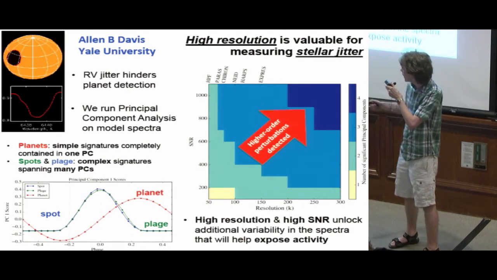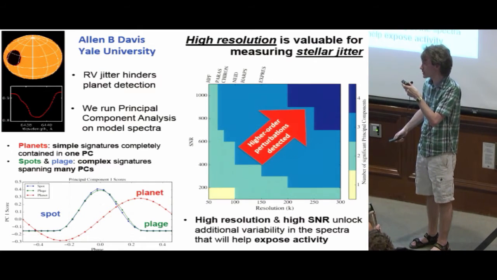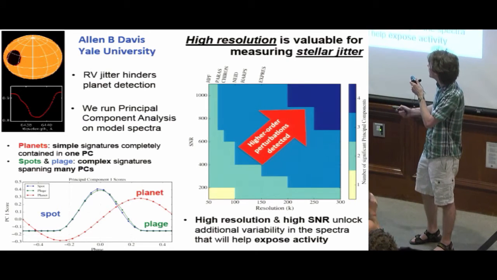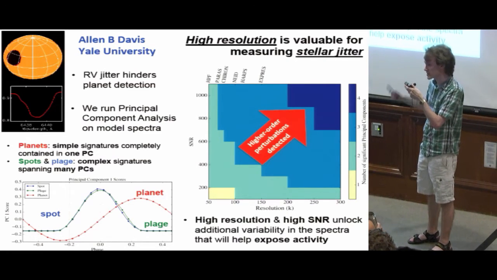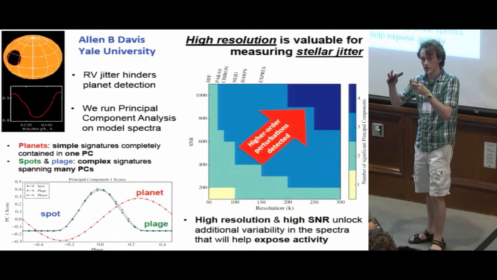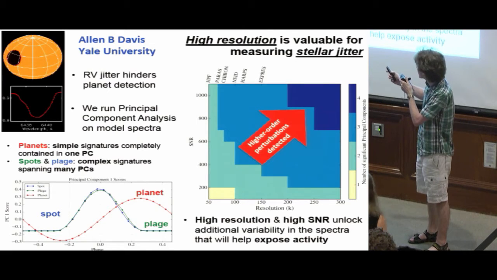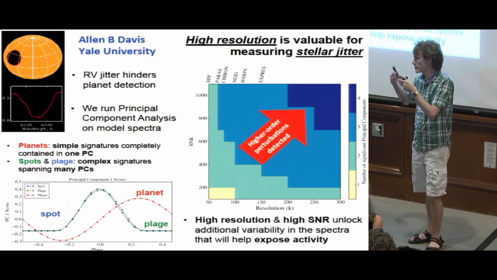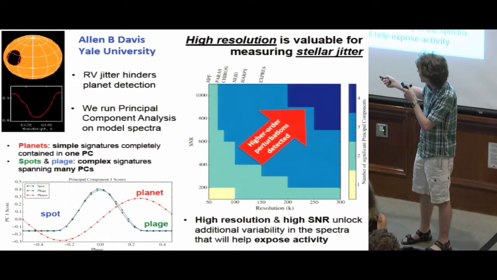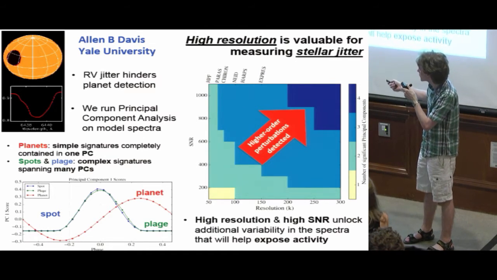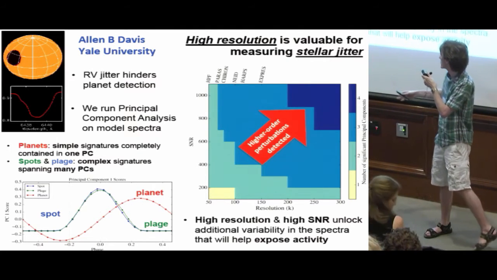So the technique that we've been using is to generate models using the SOAP 2.0 model, which Xavier talked about in an earlier talk. And we create a series of time series spectra for stars that have been perturbed by a spot or a plage or a planet. Then we run a statistical technique called principal component analysis on these spectra, and we just look at what we get. So just in this figure, you can see that spots and plage have different signatures in terms of their principal component scores than planets. So already this is telling us that the spectra behave differently.